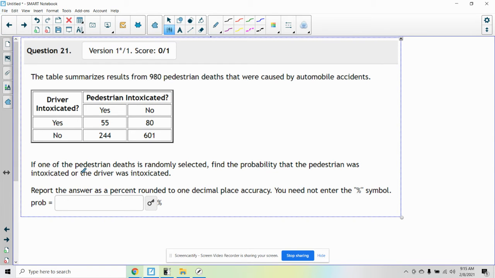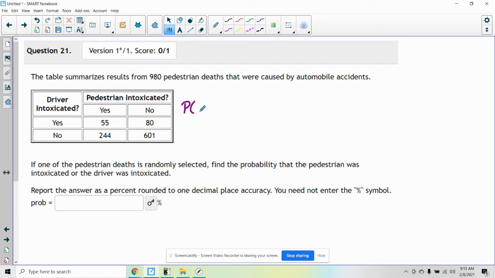Next one says, if one pedestrian is chosen at random, find the probability the pedestrian was intoxicated or the driver was intoxicated. So we're looking at the probability of P or D intox. So from the notes, this is equal to the probability of P being intoxicated plus the probability of D being intoxicated minus the probability of both.